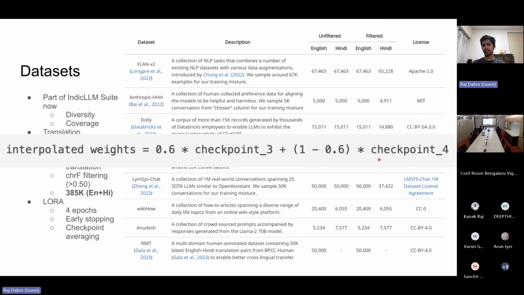By the way, checkpoint averaging is not a very new thing. It was used back in 2017 with the Transformers paper. And in machine translation, it was a very big go-to technique to do indirect ensembling. So yeah, it's something to look into for sure.